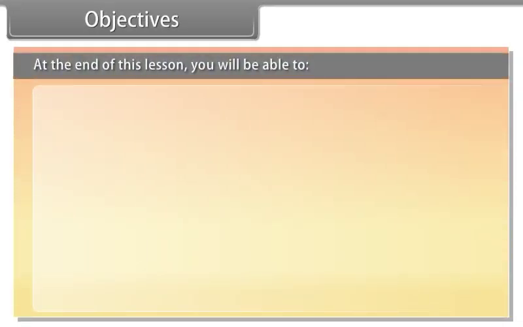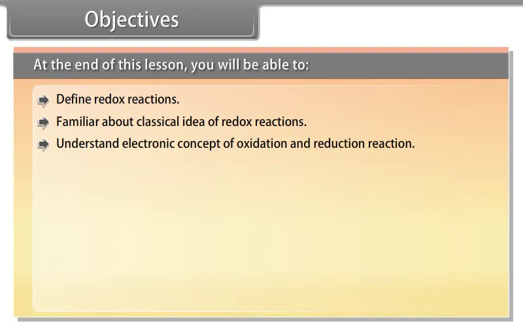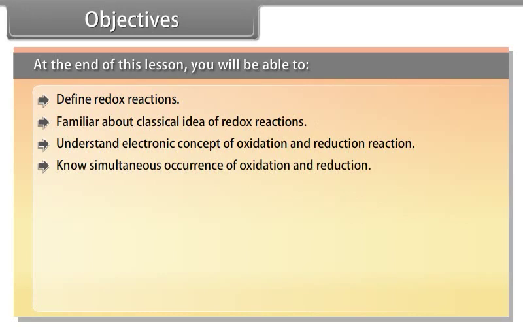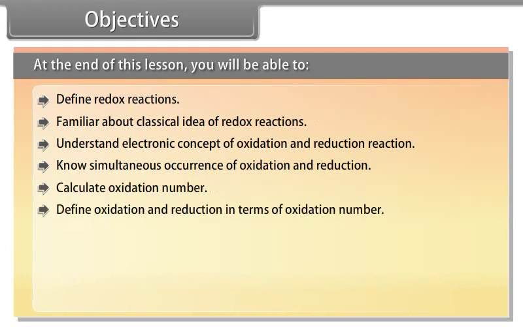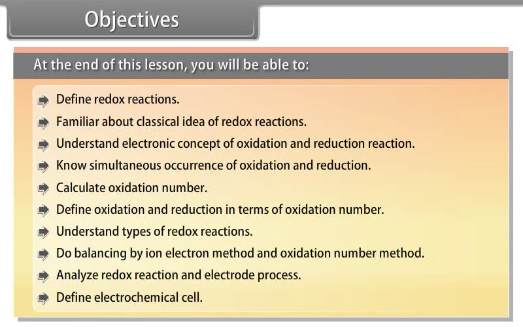At the end of this lesson, you will be able to define redox reactions, become familiar with the classical idea of redox reactions, understand the electronic concept of oxidation and reduction reaction, know the simultaneous occurrence of oxidation and reduction, calculate oxidation number, define oxidation and reduction in terms of oxidation number, understand types of redox reactions, do balancing by ion electron method and oxidation number method, analyze redox reaction and electrode process, and define electrochemical cell.